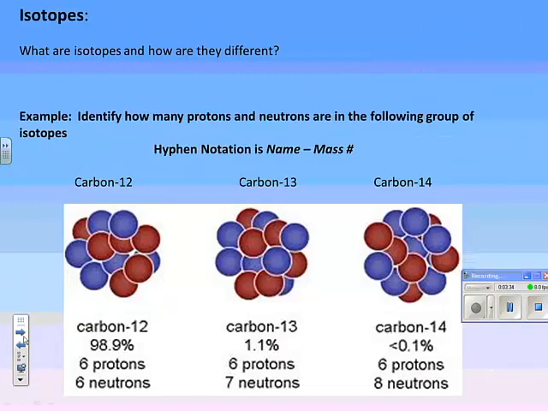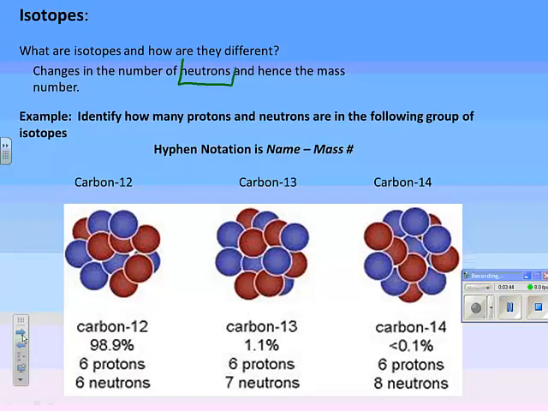Next one, isotopes. What are isotopes? We've talked about this a couple of times before. They're changes in the number of neutrons, hence the mass number. So they're changing the number of neutrons, which affects the mass number. So we come down here, we've got 3 different carbon isotopes. They're all carbon because they all have 6 protons.